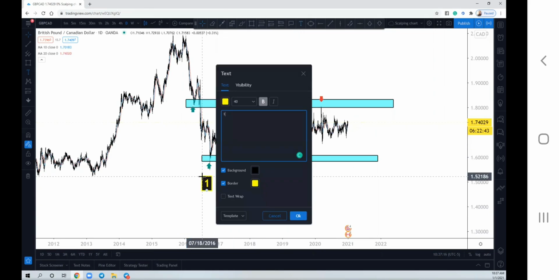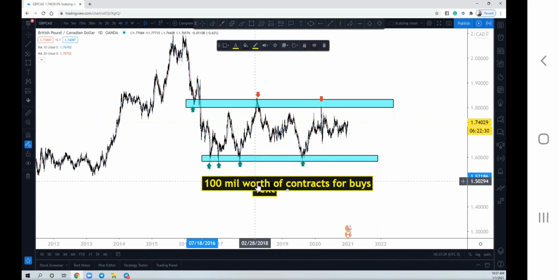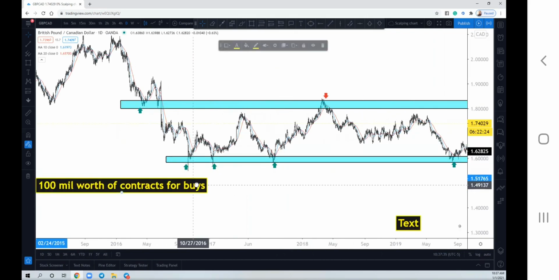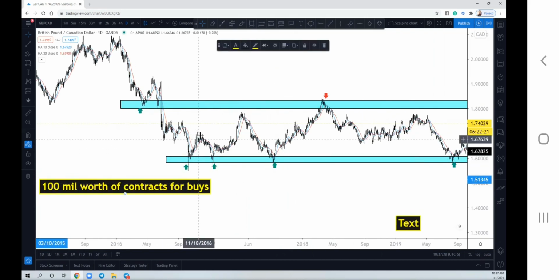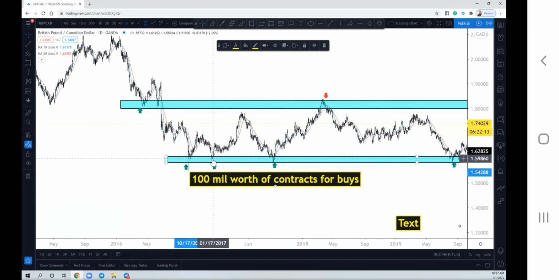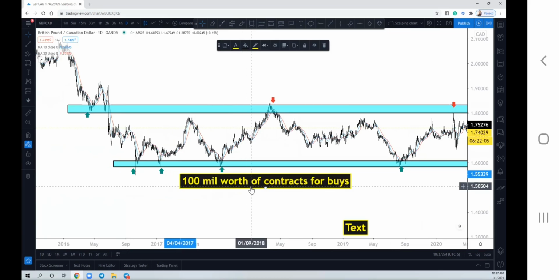$100 million worth of contracts for buys. You can see how this particular spot at this point in time reacted to this level and pushed up, right? Also in here, this can be another $100 million worth of contracts for buys. And so it pushed the market upwards, right? That means buyers were in control. And same here, another 100 million worth of contracts for buys.